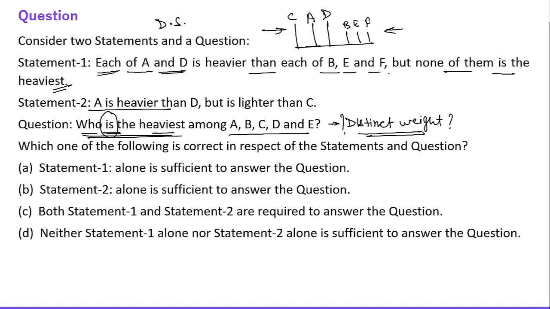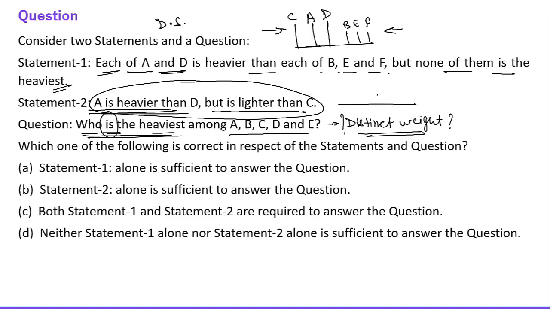Statement number 2: A is heavier than D but lighter than C. So from the second statement alone, this is the order, but B, E, F are not given, right? So from the second statement alone, we cannot say who is the heaviest. But if we combine these two statements, then we can say C is the heaviest, after that A, after that D, and after that B, E, F.